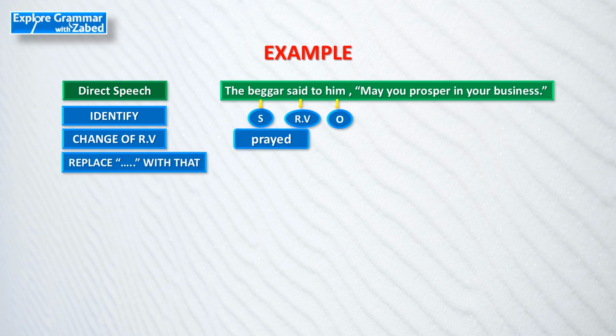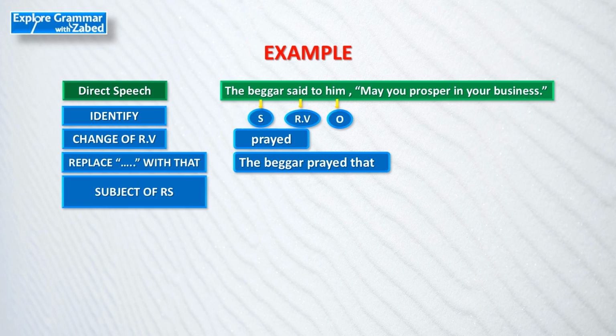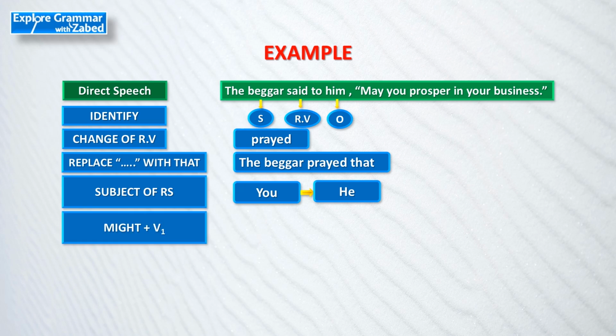Step 3 is the replacement of the inverted commas with the conjunction that. So the sentence looks like, the beggar prayed that. Step number 4 is to put the subject of the reported speech. Here, the subject of the reported speech is a second person pronoun and it will be changed according to the object of the reporting speech. For this reason, you will get converted to he. Step number 5 is to use the modal auxiliary verb and the verb in present form.